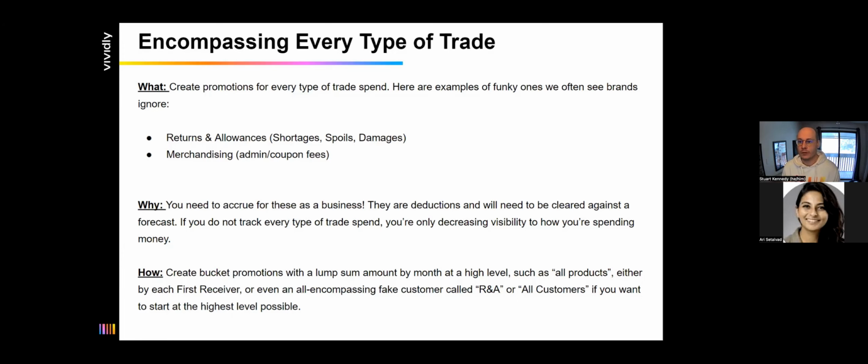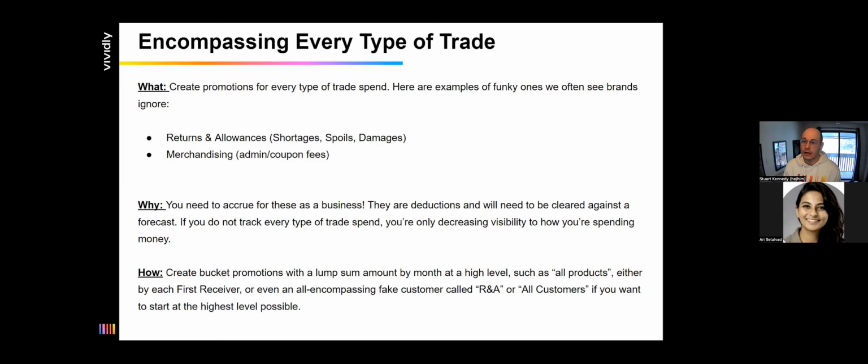And then as returns and allowances come in, finance and accounting would be aligning those to those specific buckets that you created. So then you're constantly able to track, what did we expect to spend on R&A? And what did we actually spend on R&A? It's just really helping tighten the accrual and making sure that you're covering every aspect of trade.